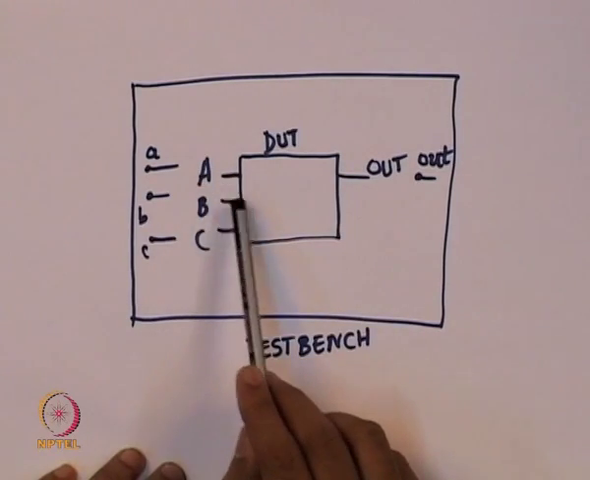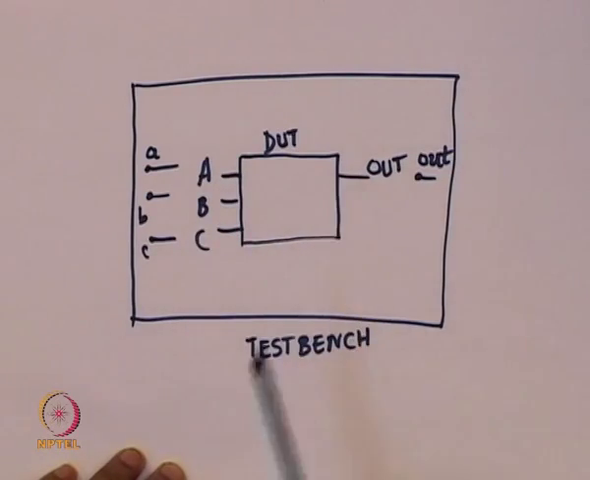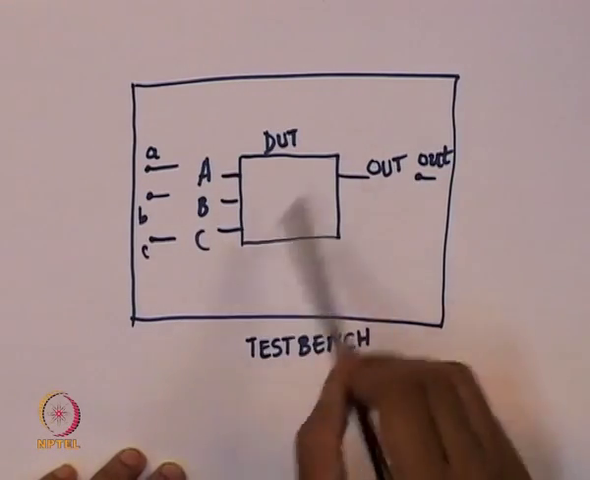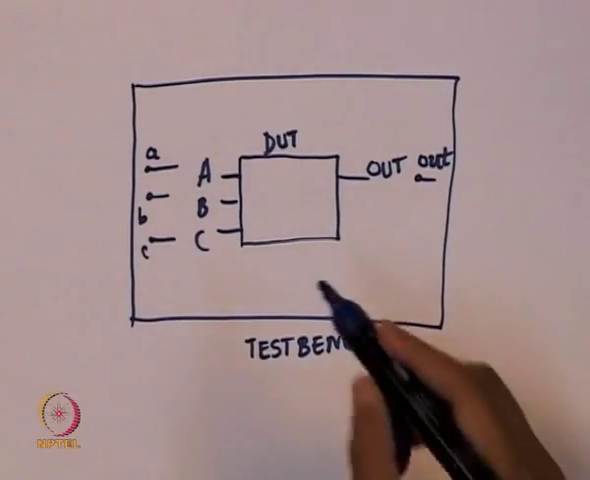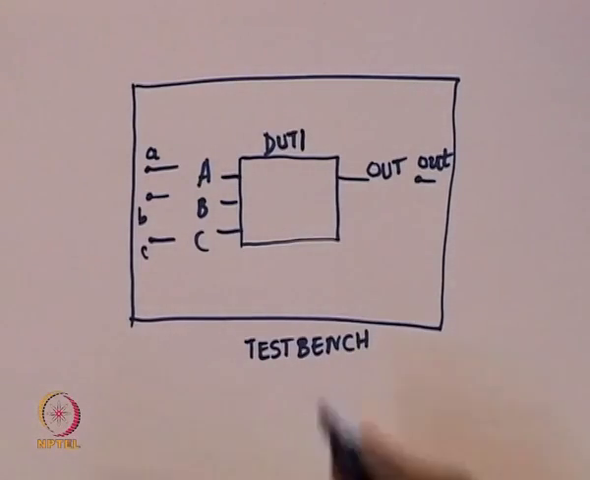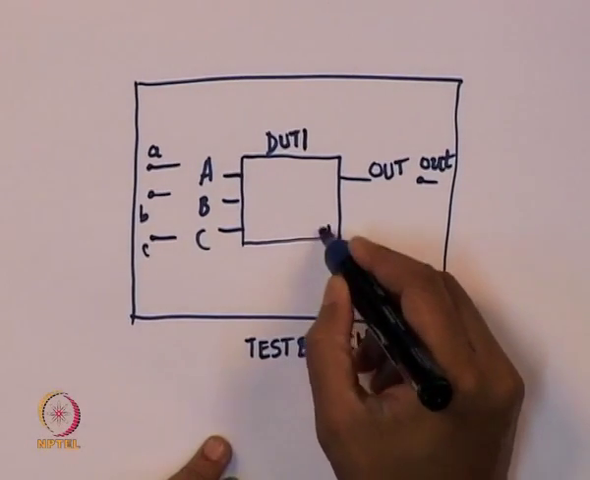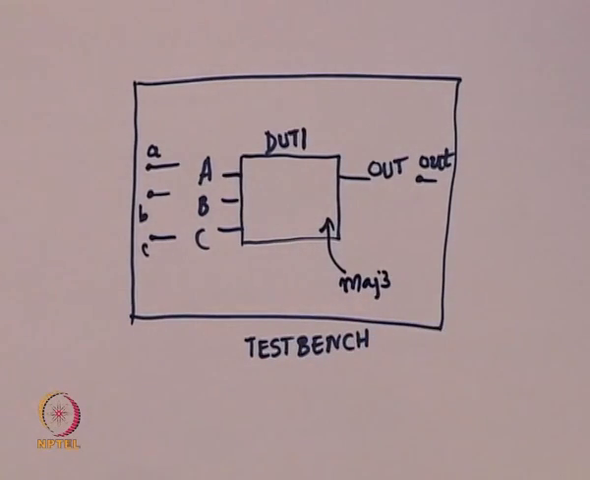There will be 3 pins hanging out, which are input pins, and there will be 1 pin which will hang out, which is called the output. I am not showing power and other things, and this one I am going to call DUT1, the design under test 1. We know that this chip is actually a majority 3 chip. So given 3 inputs, it will find out the majority of the 3 inputs.